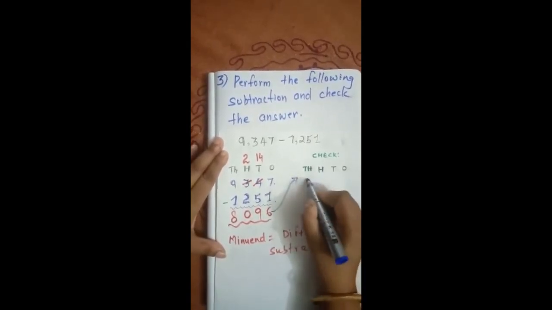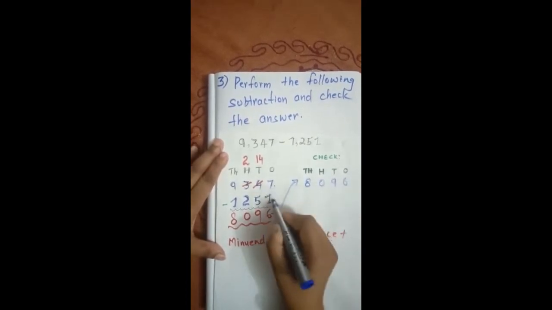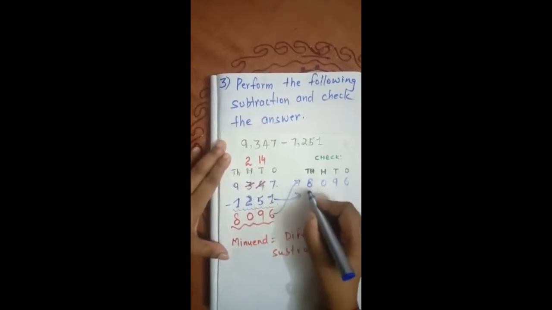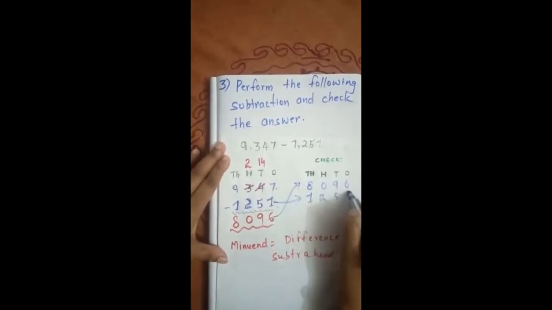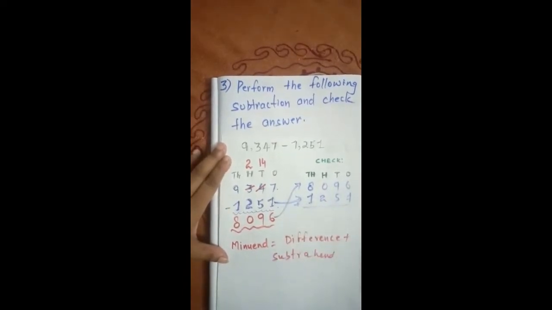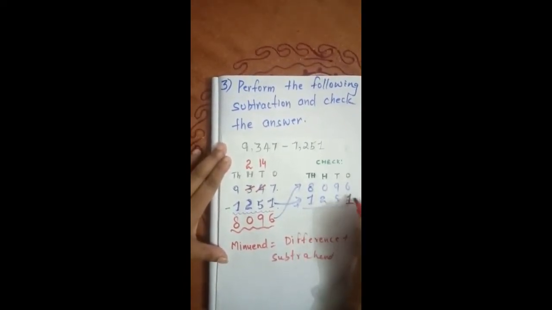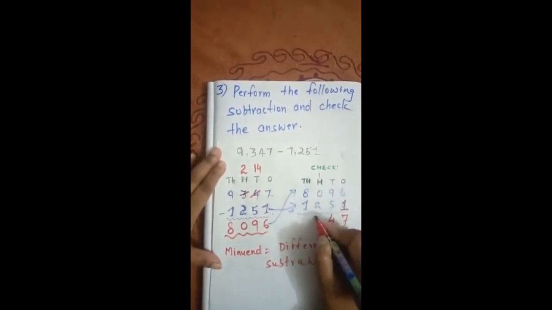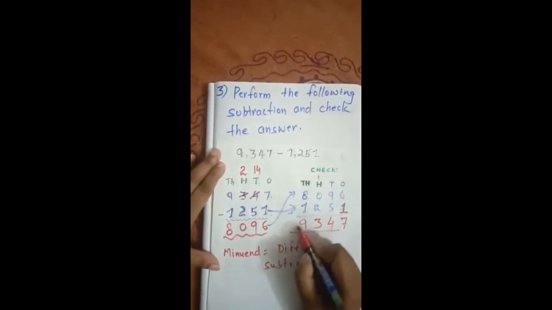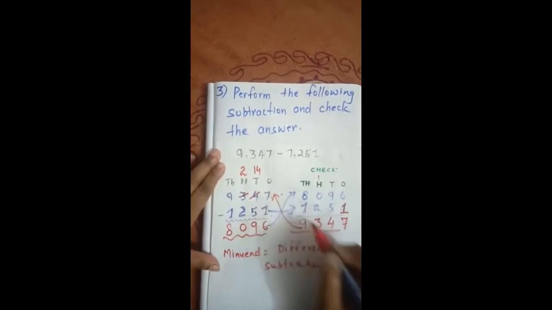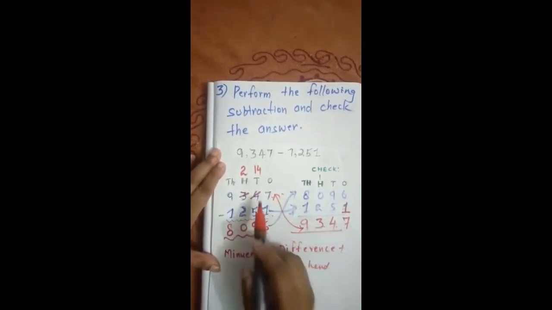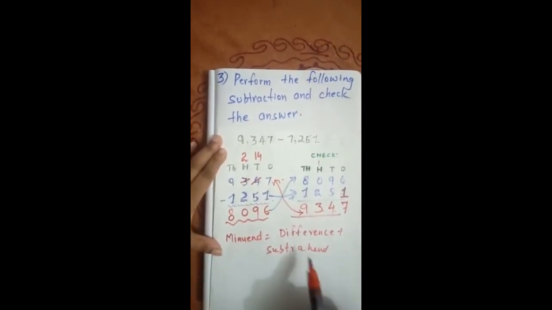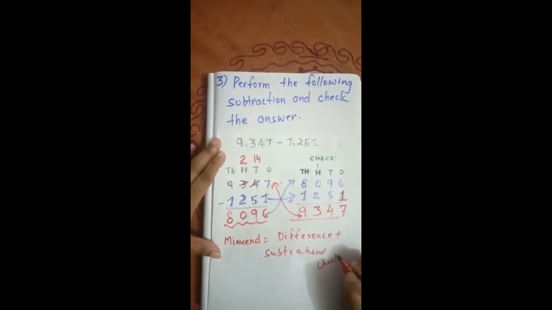So let's check it. We firstly write down the difference, 8096, and then below this difference we write down the subtrahend, 1251, and then we add them. So when we are adding them, we get 6 plus 1 is 7, 9 plus 5 is 14, 1 carry over, 2 plus 1 is 3, and 8 plus 1 is 9. So all of you see that we get the minuend at last, this 9347. So this formula, minuend is equal to difference plus subtrahend, is proved. So it is checked.